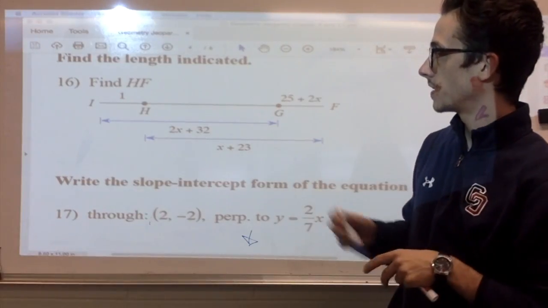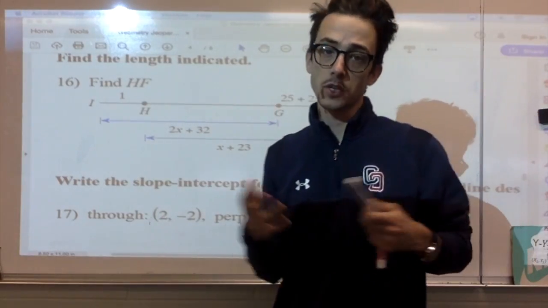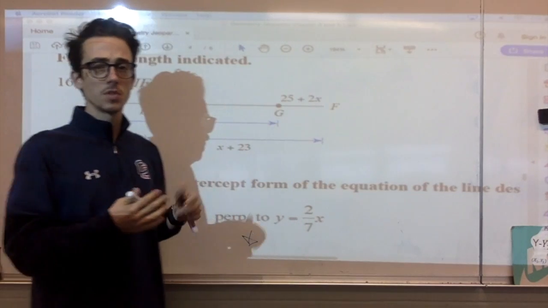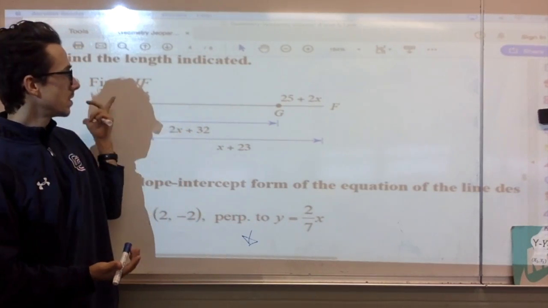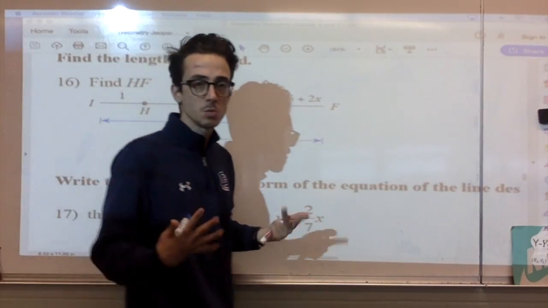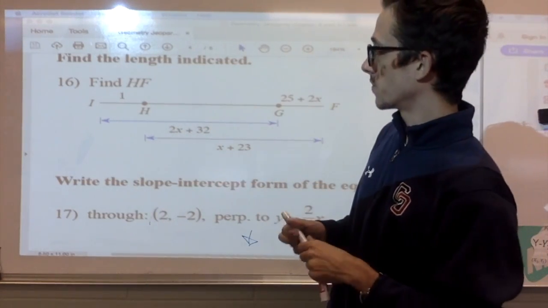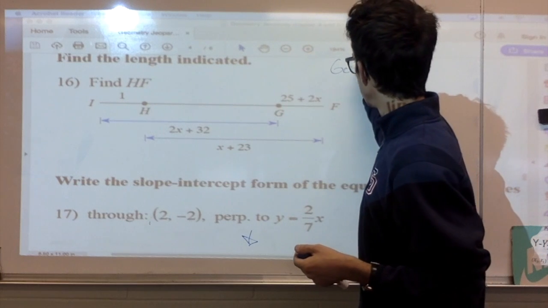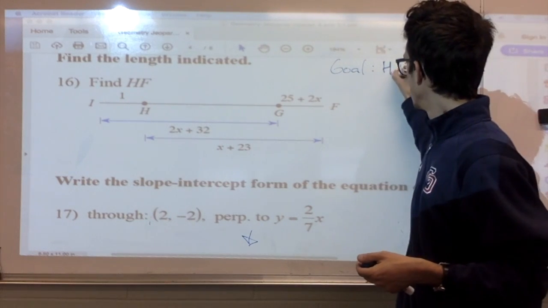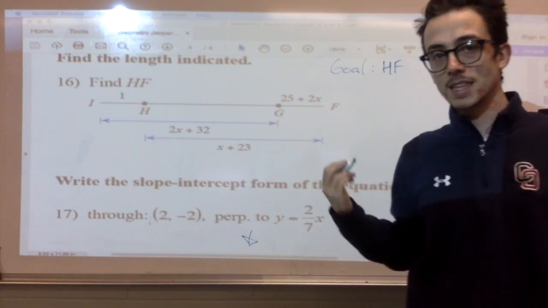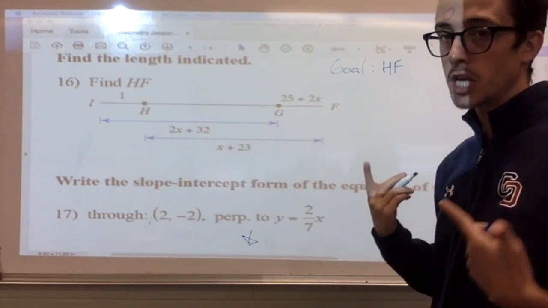So we're being asked to find HF, which I'm going to circle as my goal because I think that with this problem we have several points. We have lots of segments we could focus on. We might lose focus on where we need to go. So I'm first going to state that my goal is to get the length of segment HF.